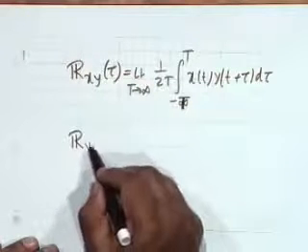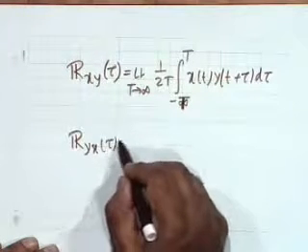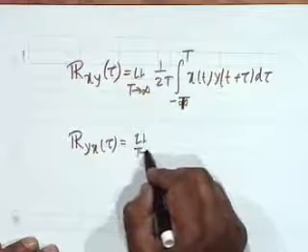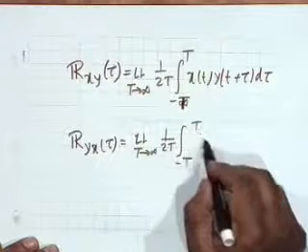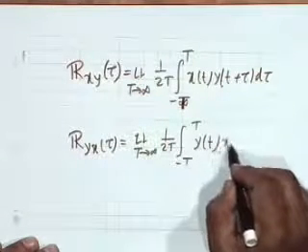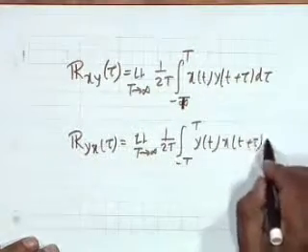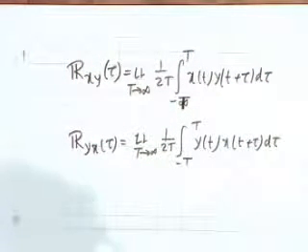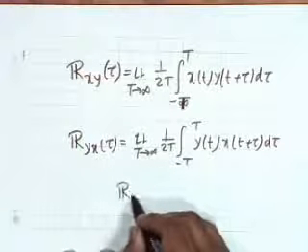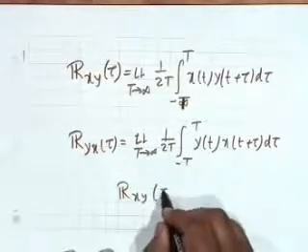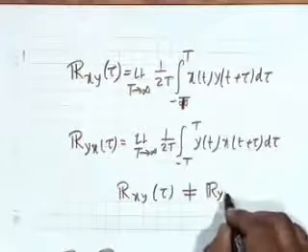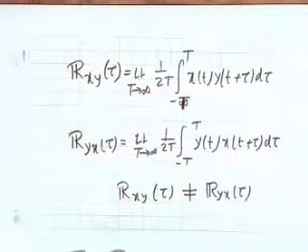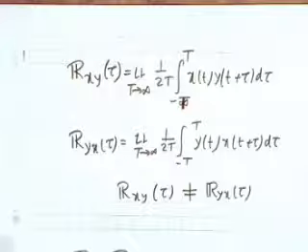We can also define Ryx tau as limit t tends to infinity 1 by 2t integral minus t to t. Now we can take y(t) x(t plus tau) d tau, and in general these two are not equal either. Rxy tau is not equal to Ryx tau.